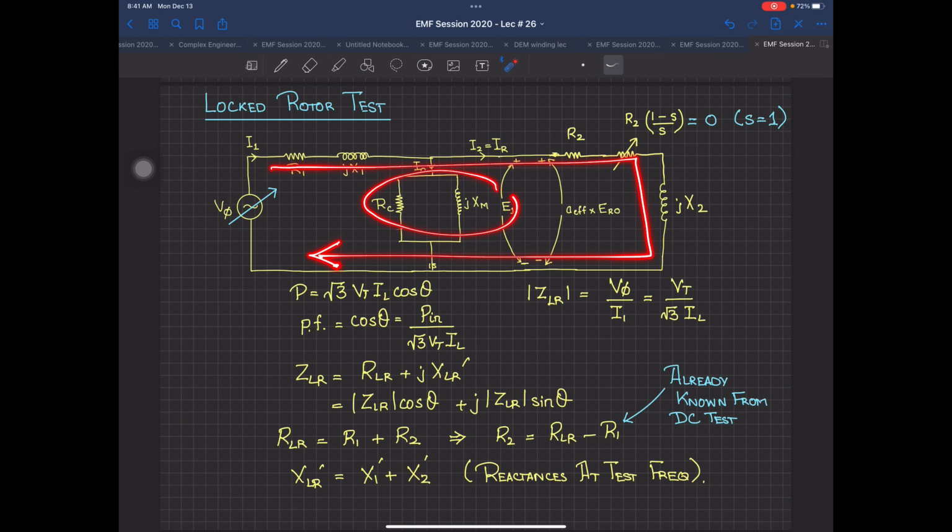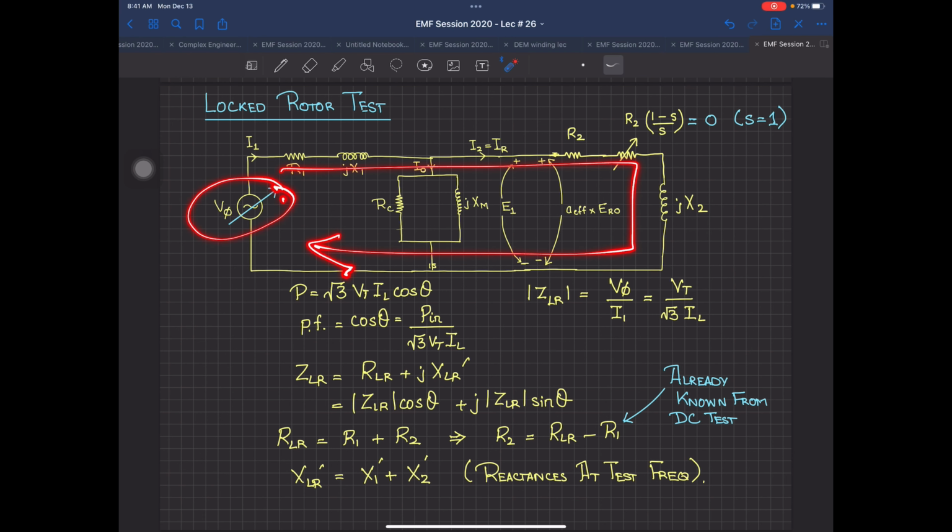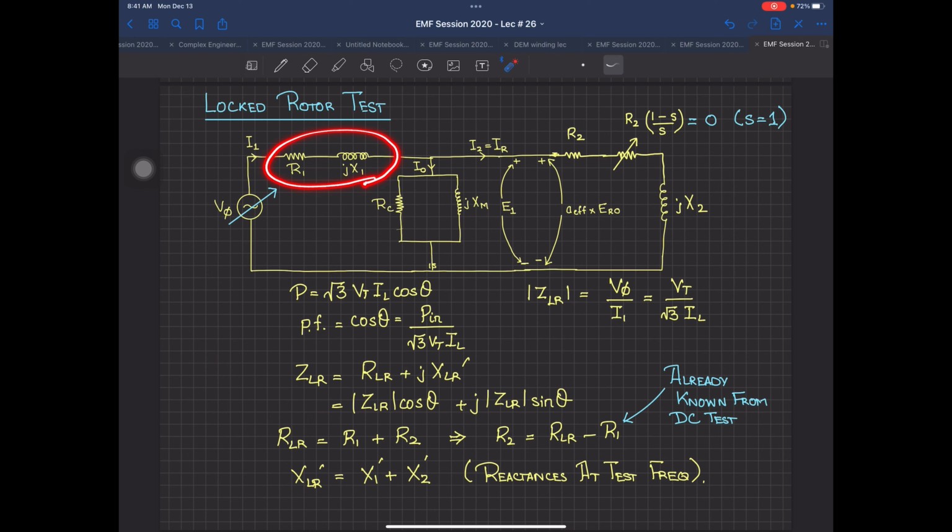The current will still flow through JXM and RC, but their path impedance is so big compared to this resistance that the current only takes this path. Again an approximation: based on this V phase and the current I1, certainly this will be the short circuit current or the rated current. So the impedance which you are going to measure will be R1 plus JX1 and JX2 plus R2.